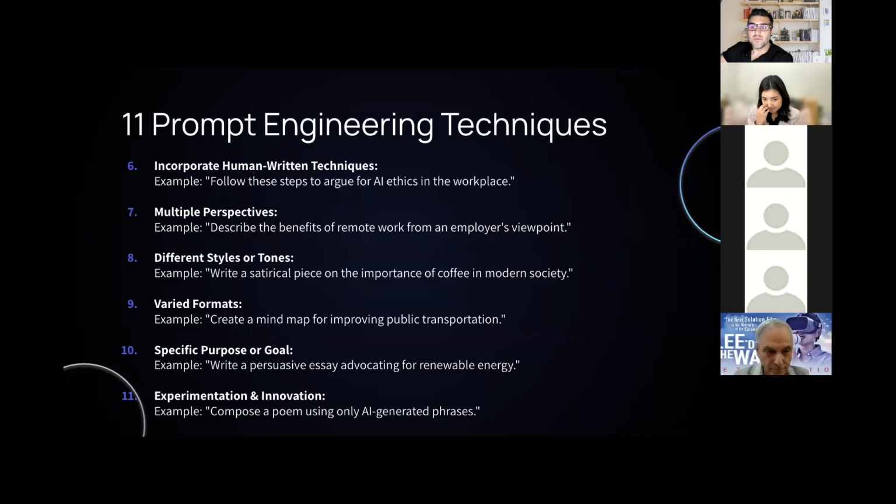And then the last tip would be experimentation and innovation. An example would be: compose a poem using only AI generated phrases.